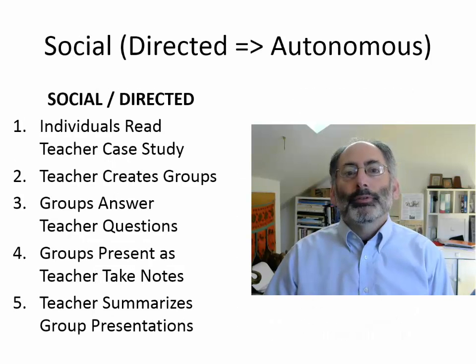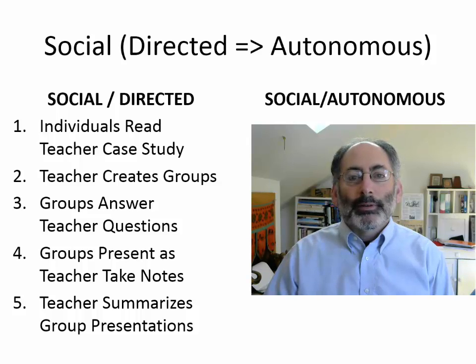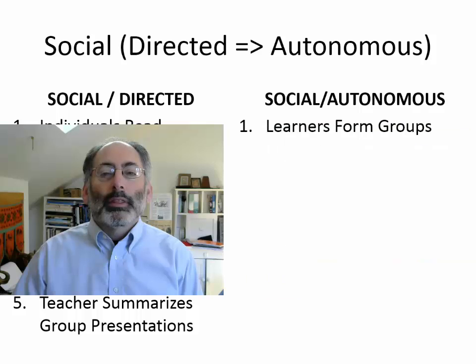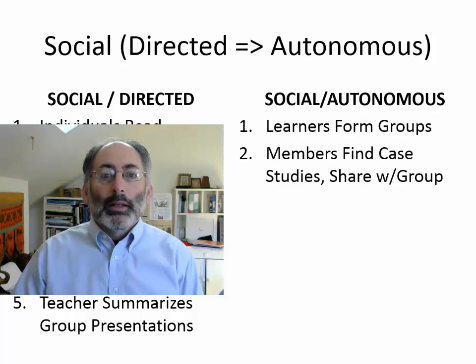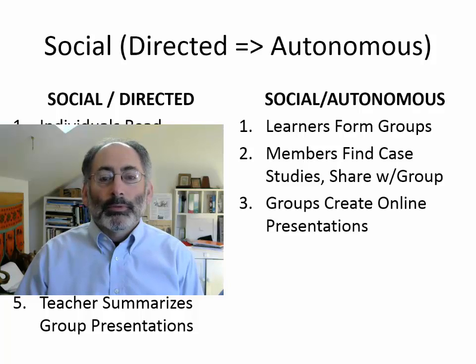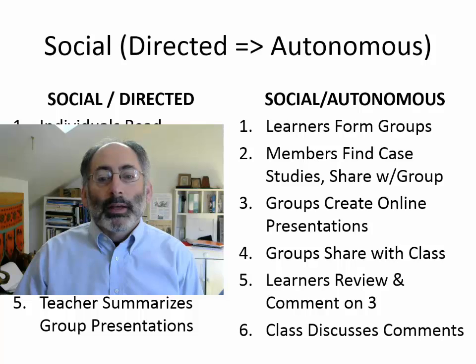Now, social also has directed and autonomous forms. Social directed form is what I described 2 slides ago. Social autonomous, the learners would form their own groups. Hard to do with Moodle. The members of the groups would find case studies of their own or interpretive readings of their own and share that with the other members of their small groups. The groups would create online presentations of some kind together, share those presentations with the class. Individuals perhaps would review and comment on 3 of the group presentations, and then the class with the teacher would discuss all of their comments.